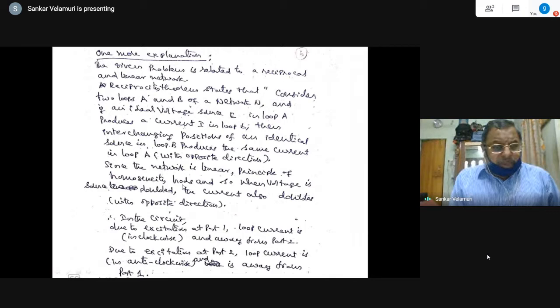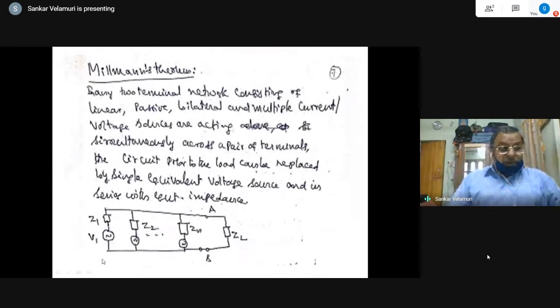Homogeneity holds, so when the voltage source is doubled, the current also doubles, with opposite direction. In the circuit, due to the excitation at port 1, the loop current is clockwise and away from port 2. Due to excitation at port 2, the loop current is anti-clockwise and is away from port 1. That is the meaning of this particular one. So that was the reciprocity theorem.